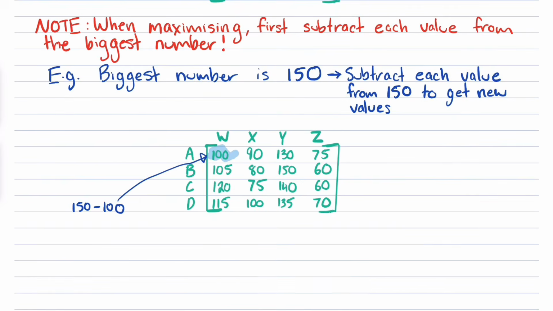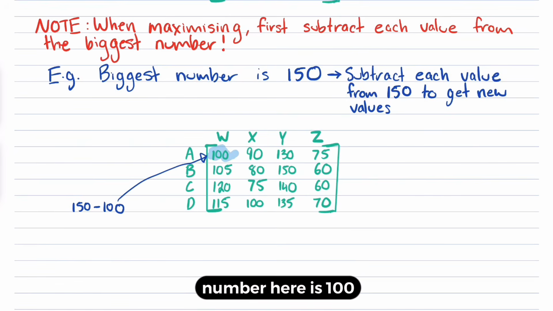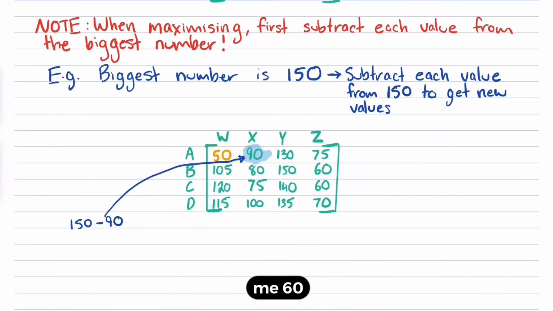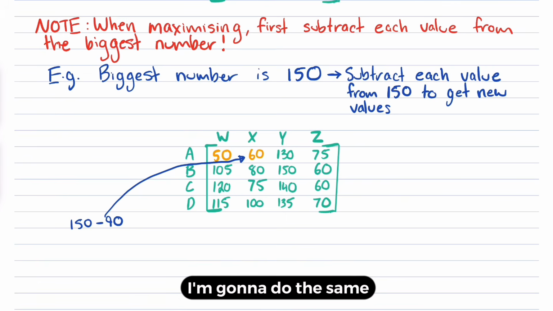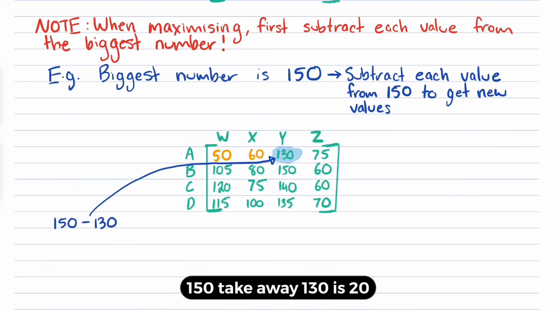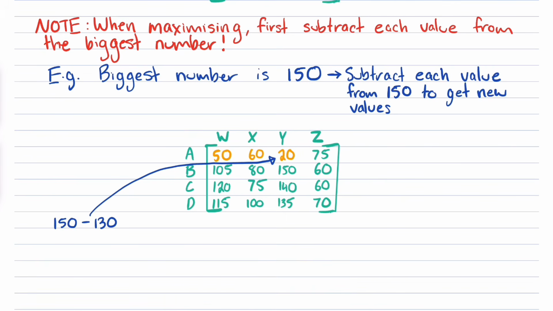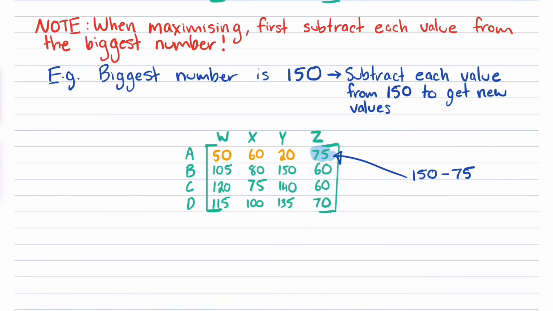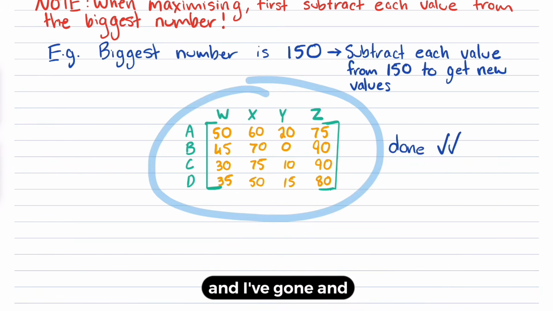So notice the first number here is 100. So I'm going to subtract 100 from 150 and write that value in. I'm going to now do the same thing for 90. So 150 take away 90 gives me 60. I'm going to do the same thing for this value. So 150 take away 30 is 120. And I'm going to continue that. So 150 take away 75 is 75. And I've gone and repeated that for every single value.